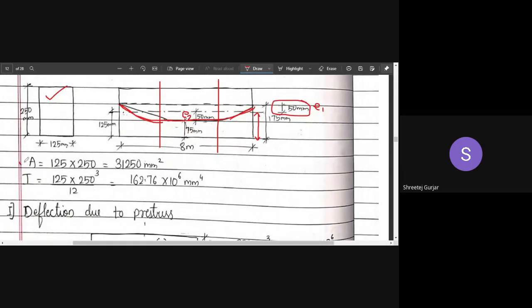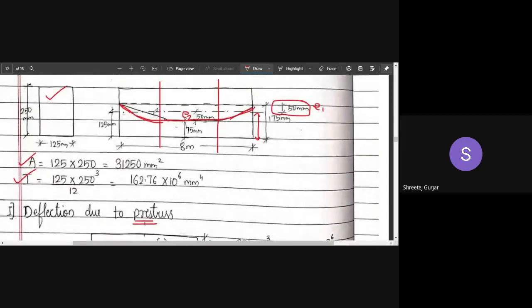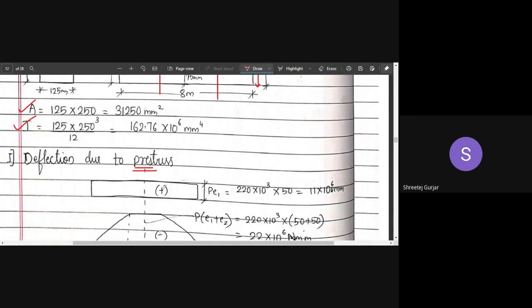Okay. Cross-sectional area we have calculated. I we have calculated, BD cube by 12. Deflection due to pre-stress. First thing, we'll calculate deflection due to pre-stress. Okay. This E1 is above the neutral axis. So this BMD is positive. So this particular BMD, you can observe it is positive.